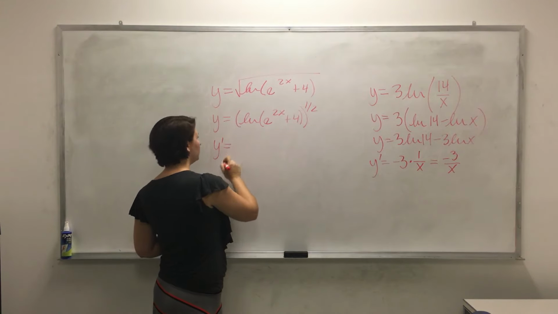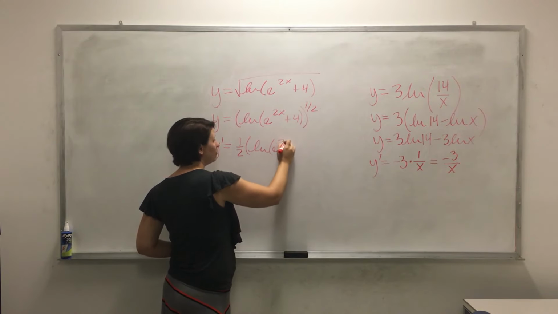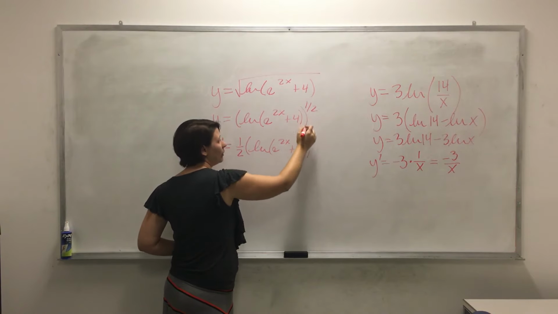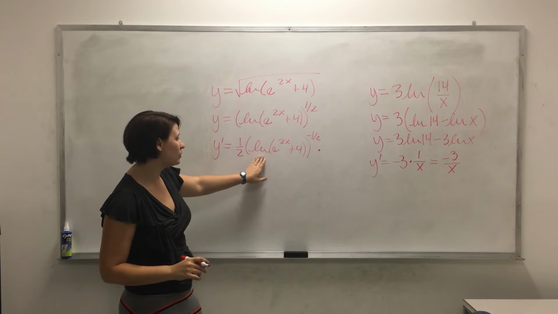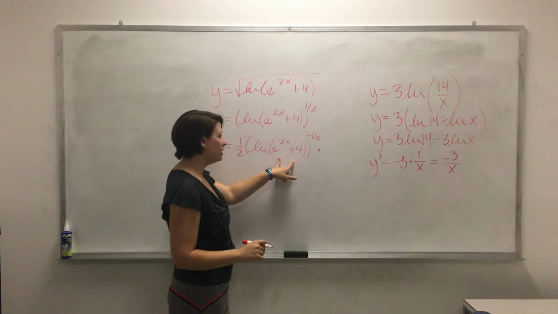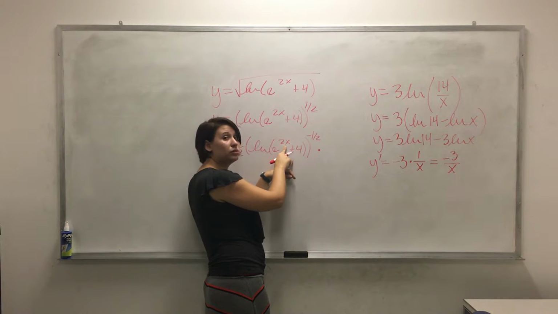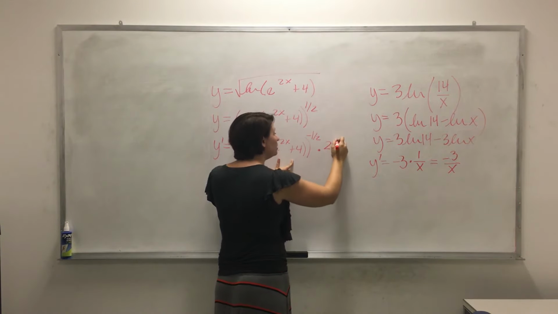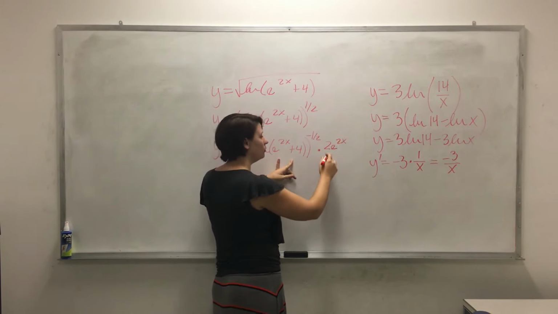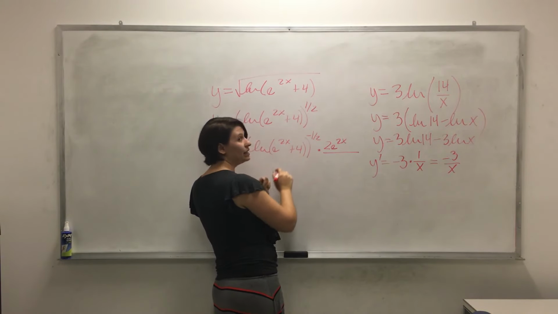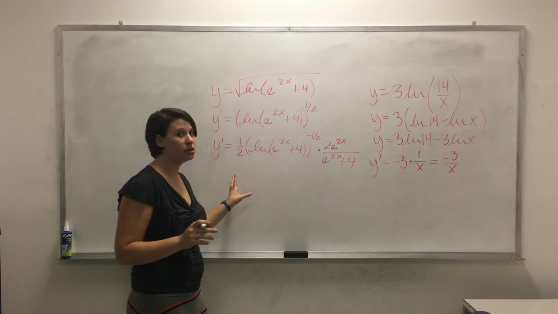So y prime is equal to, bring the power down, so 1/2, keep the inside the same, take away 1, so negative 1/2, times the derivative of the inside. The inside is a natural log, so then we look at its inside. The derivative of e to the 2x, we look at its exponent. Derivative of 2x is 2. So 2e to the 2x plus the derivative of 4 is 0. So plus 0 if we wanted, right? Over the full inside of the natural log. E to the 2x plus 4. Any questions at that stage?